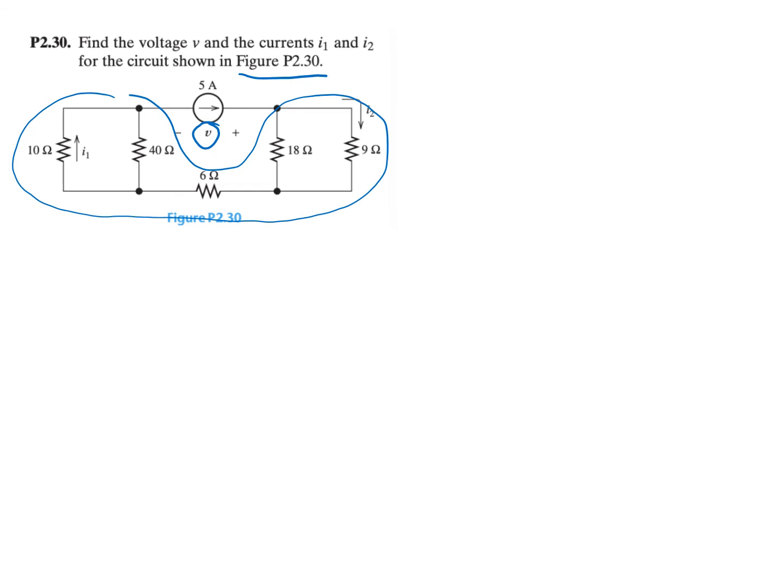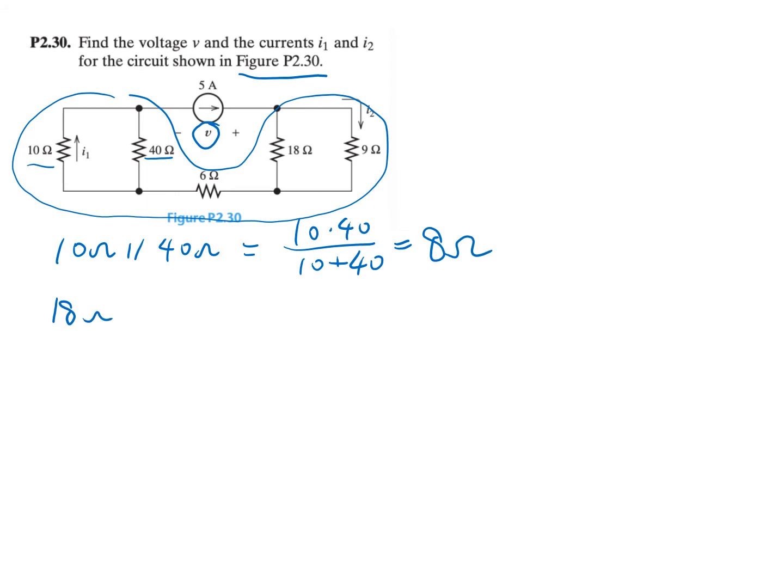We have a 10 ohm resistor and a 40 ohm resistor in parallel. 10 in parallel with 40 is 10 times 40 over 10 plus 40. That's equal to 8 ohm. And similarly for this part, 18 ohm in parallel with 9 ohm. That's equal to 18 times 9 over 18 plus 9, which is equal to 6 ohm.